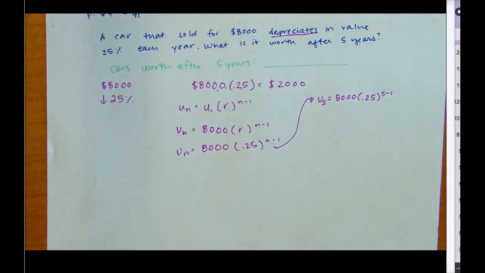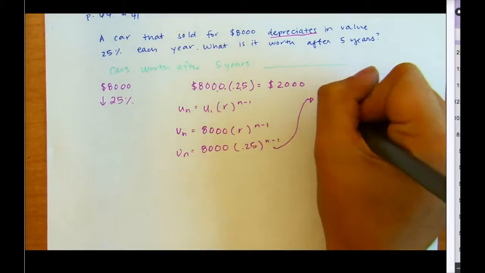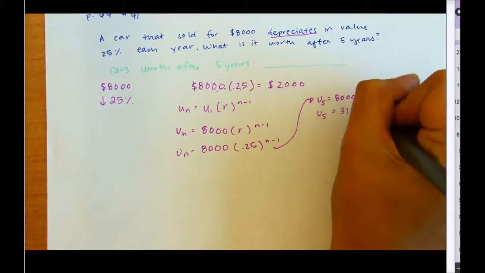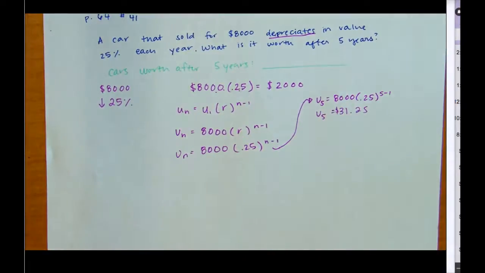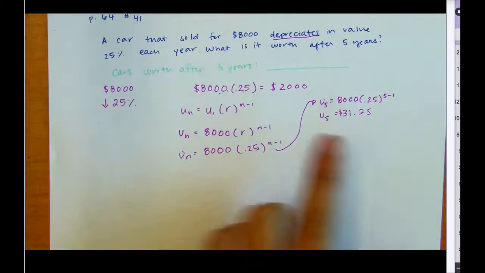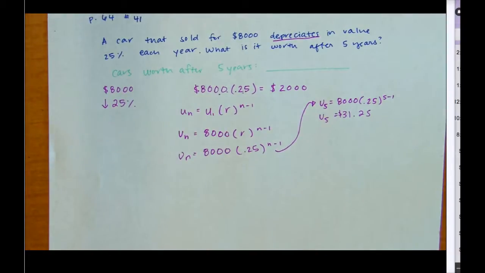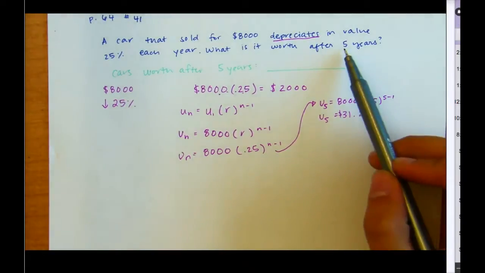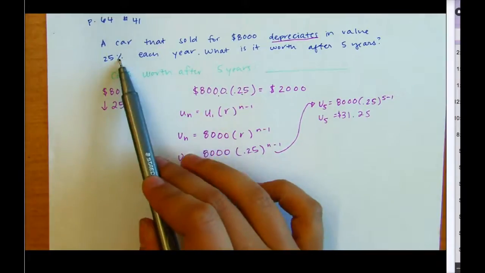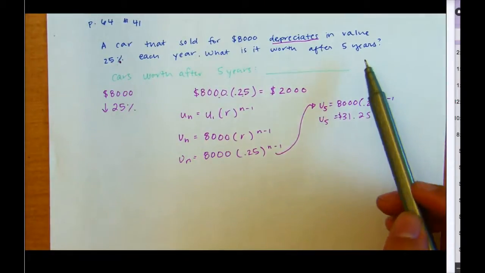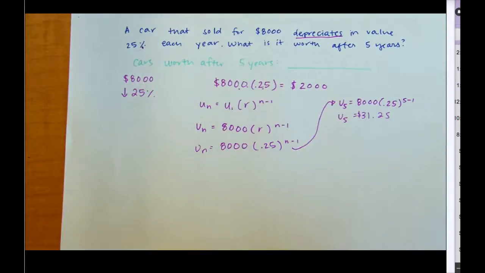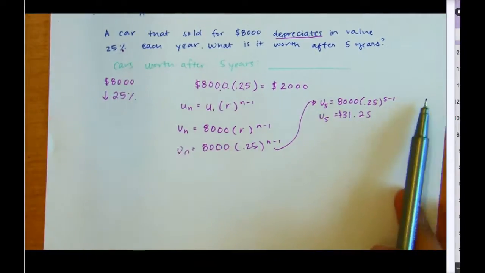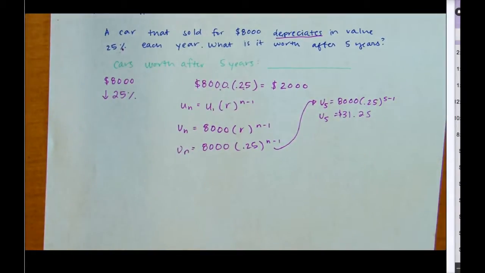But when I plug that into my calculator, I get u sub 5 is equal to $31.25, which makes no sense whatsoever. If I subtracted this from 8,000, I would still end up with a really large number. But that also wouldn't make sense because it's depreciating 25%, which is a pretty big chunk in 5 years. But it's also not going to be worth $31. So I've got to try something else. I'm going to go back to the drawing board.